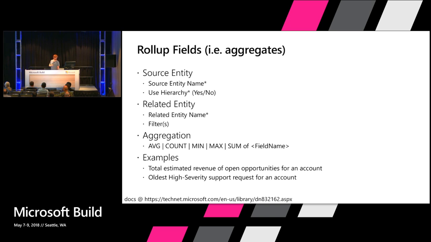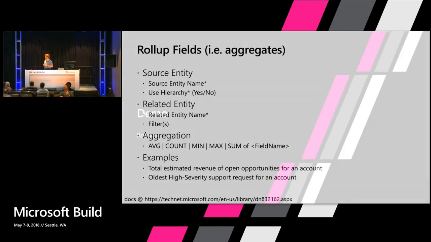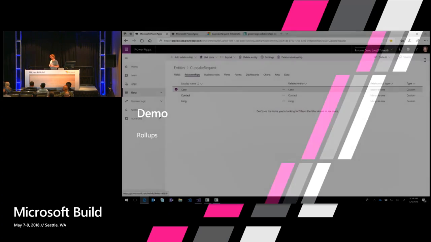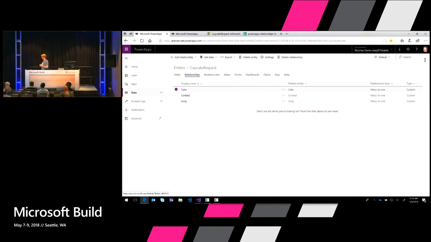To provide a couple of examples, this could be: what is the total estimated revenue of open opportunities for an account? Or it could be: show me the oldest high severity support request for an account. Okay, makes sense? Let's look at an example here. As I mentioned earlier, we have lots and lots of cupcake requests at our house. And so one of the things I wanted to do was make sure I could view the number of cupcakes that had been requested by each of our cupcake request stores.